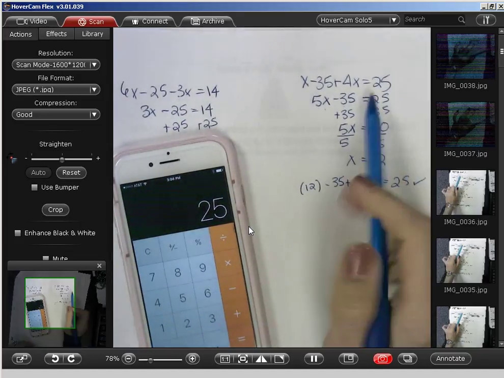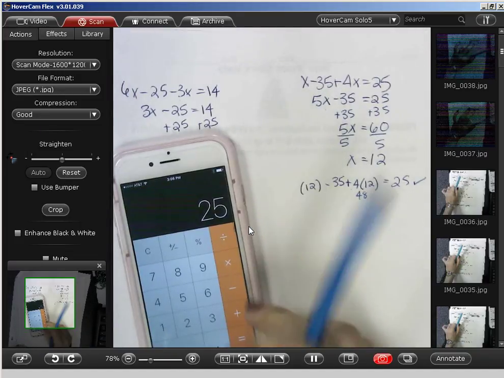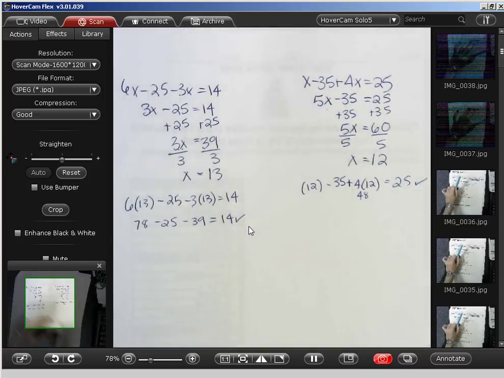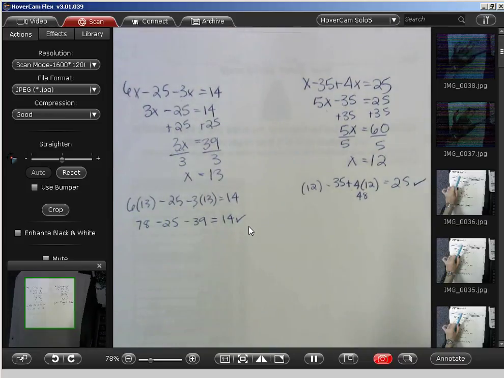So remember, you're going to combine like terms that are on the same side of the equal sign, and then you're going to treat it like a normal two-step equation and follow our rules.